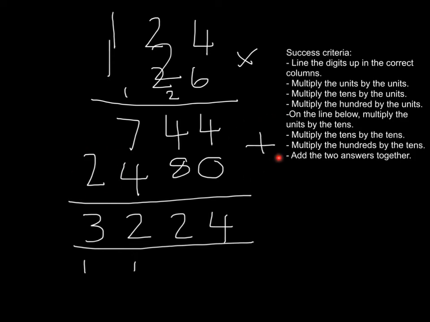Now add the 2 answers together. 4 units add no units is 4 units. 4 tens add 8 tens is 12 tens, regroup the 100. 7 hundreds add 4 hundreds plus the 1 regrouped is 12 hundreds, regroup the 1000. 2000 add the regrouped 1000 is 3000, so the answer is 3224.